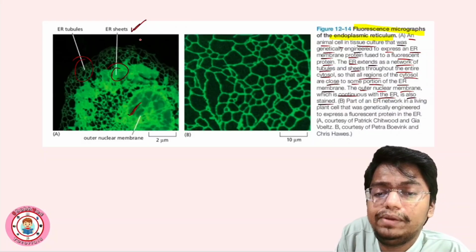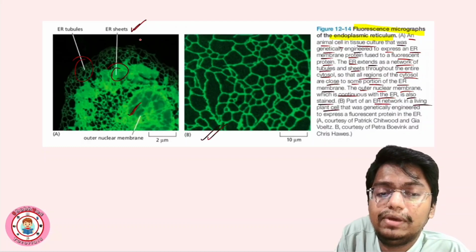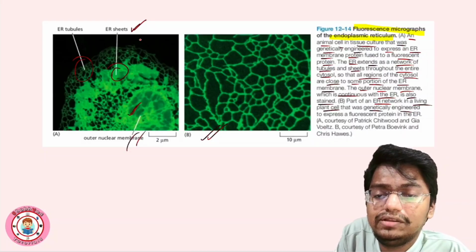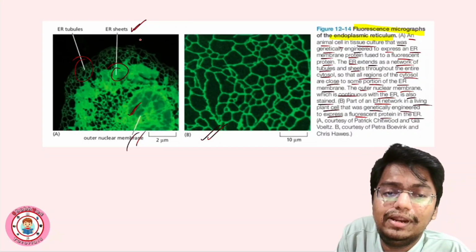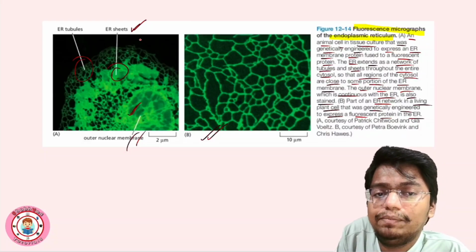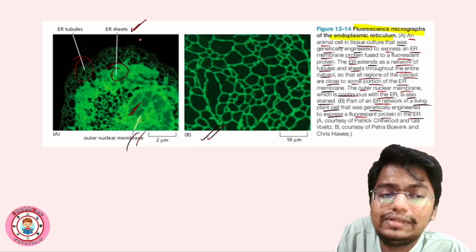The part B picture is the ER network in a living plant cell. See this, in a plant cell, right? And this was in an animal cell. A picture that was genetically engineered to express a fluorescent protein in the ER. Same, right? Here we see a slightly different structure, but it is the same, a network of tubules and sacs.